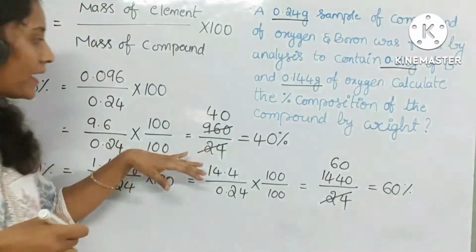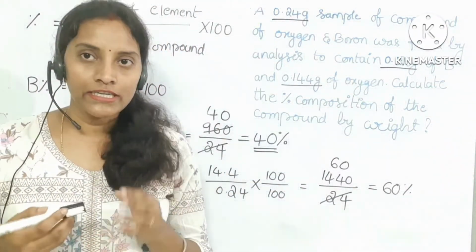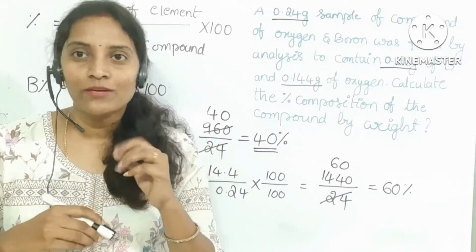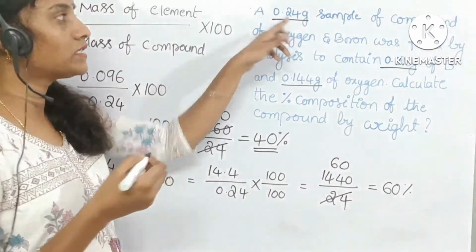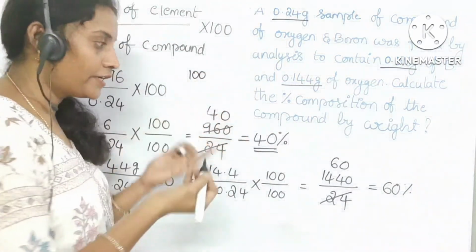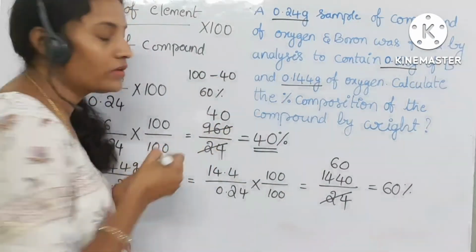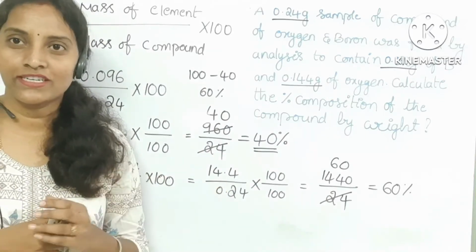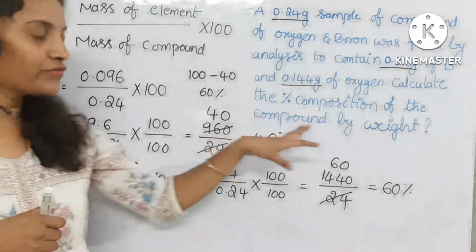Actually, by calculating the first element's percentage weight, you can directly calculate the second element's percentage weight. How can you calculate that? See, the complete compound's weight is equal to 100 percent. If 100%, then 100 minus 40 will give you 60% as the second element's mass percentage. Okay, see here, this is the explanation for this problem.